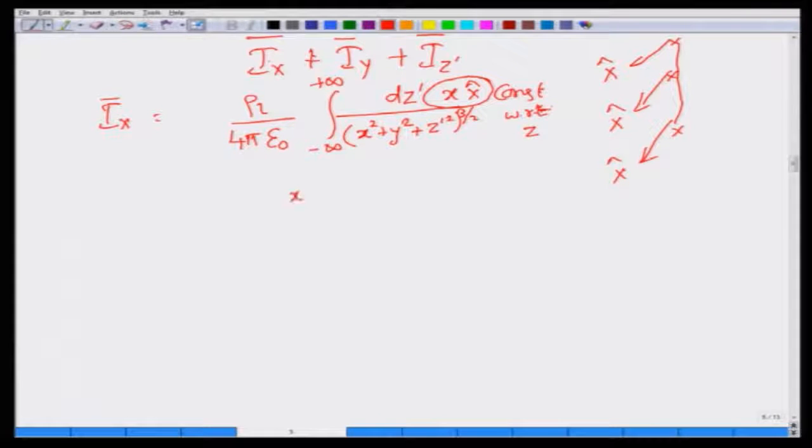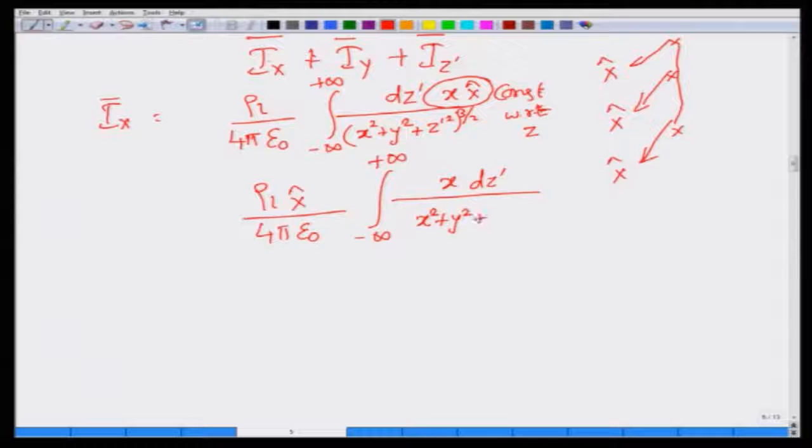So I can take this entire constant out of the integral, okay. Now I will be left with something that would look like this. Here itself have minus infinity to plus infinity, there is x dz prime divided by x square plus y square plus z square to the power 3 by 2.